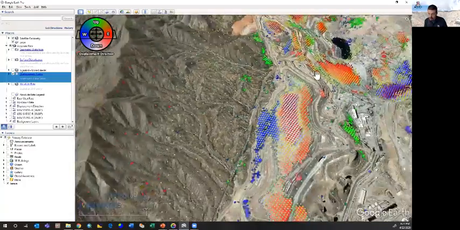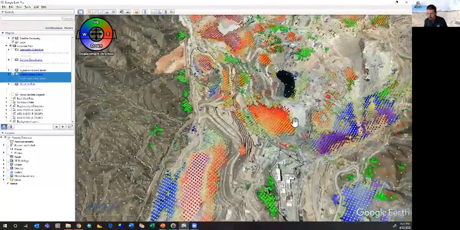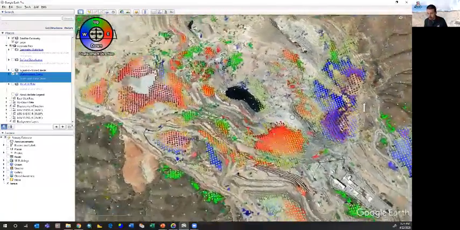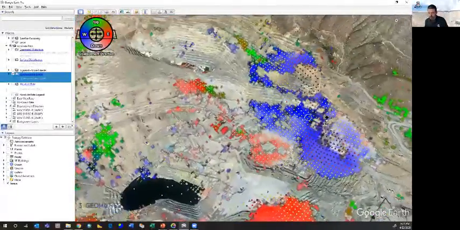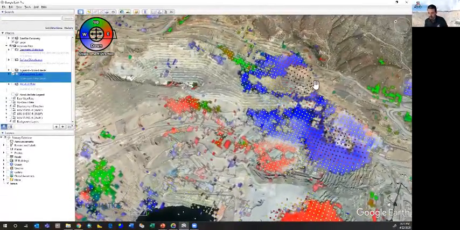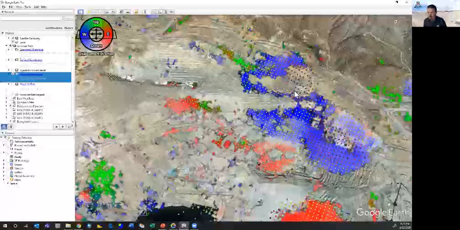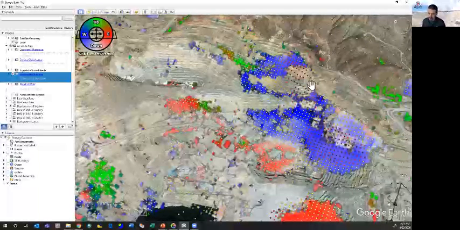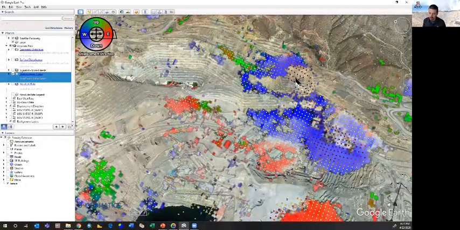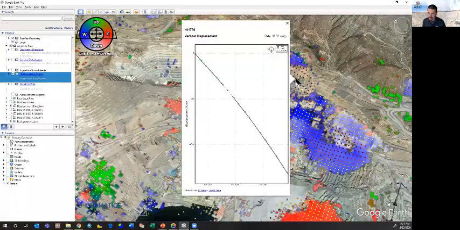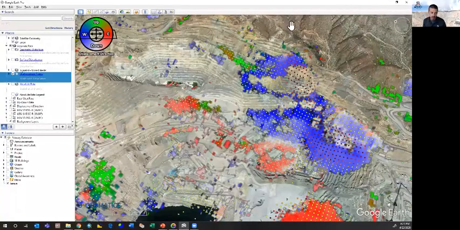Over on the east wall, where we were able to do ground-based radar, there's a little bit of shadow from one of the satellites. That means we don't have overlapping coverage. So mainly in this east wall area, we have coverage from a single satellite. So the movement here is resolved in a downward direction.